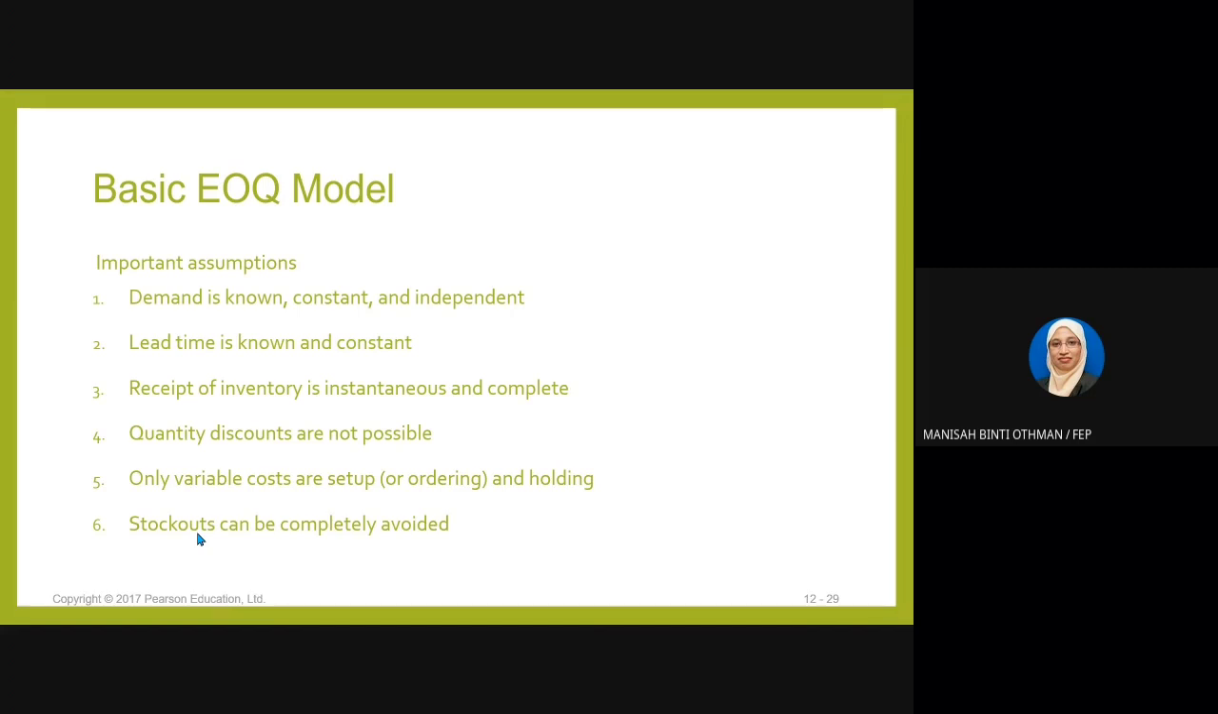The variable costs involved in the EOQ calculation are only the ordering cost and the holding cost. Only two costs are involved. Also, EOQ assumes there will be no stock out; we try to avoid stock out. So these are the assumptions when you want to use EOQ. If any of these assumptions is not relevant, say you don't know the lead time and it changes regularly, then you cannot use the EOQ. You have to fulfill all these assumptions.